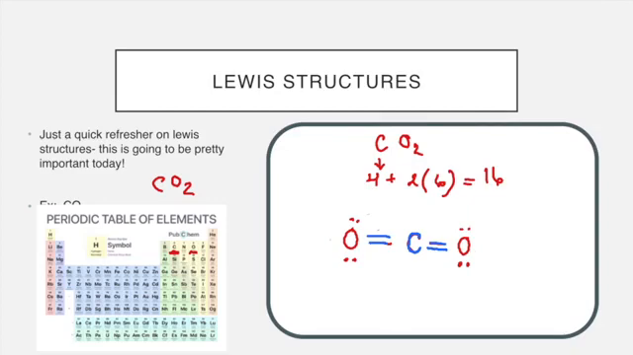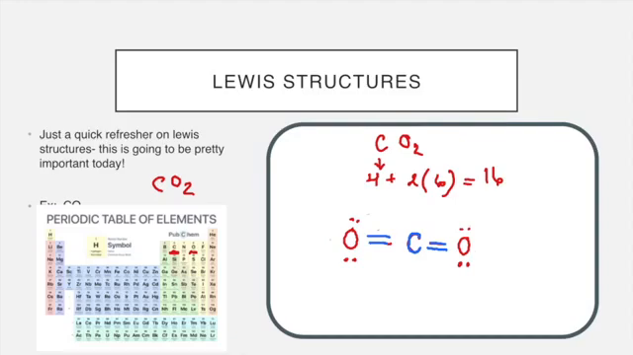You can see carbon has 2, 4, 6, 8 electrons around it. Oxygen has 1, 2, 3, 4, 5, 6, 7, 8. And then this oxygen has 1, 2, 3, 4, 5, 6, 7, 8. Remember, each bond counts as 2 electrons when you're counting the number of electrons. So everything around my carbon dioxide molecule has 8 electrons. Okay, so those are Lewis structures.